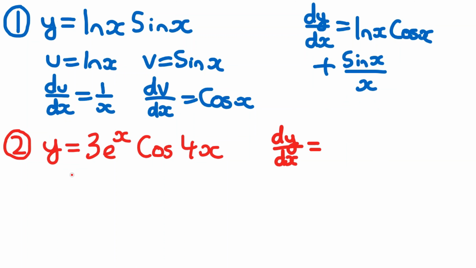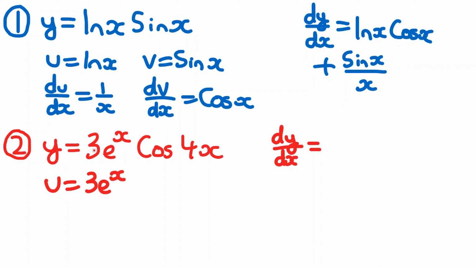And then for this second one here, y is equal to 3e to the power of x multiplied by cos of 4x. So we have two functions multiplied together. Now, when you have a coefficient in front of the thing that you're trying to differentiate using the product rule, there's two ways that you can approach this. One, you can include this coefficient in one of the functions that you differentiate. So you can say that u is equal to, rather than just e to the power of x, 3e to the power of x.